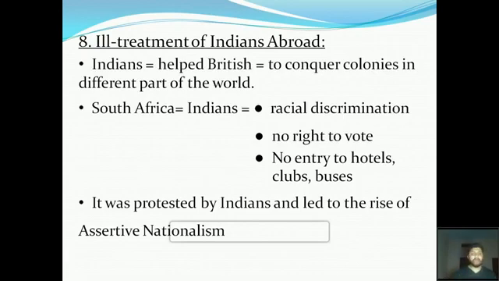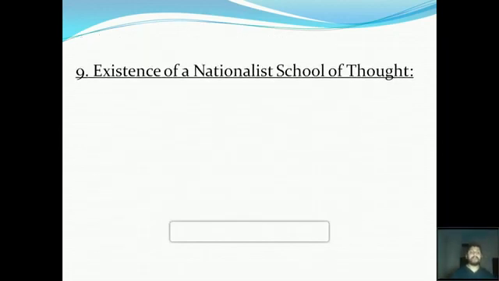This was protested by Indians and led to the rise of assertive nationalism. All these were being suppressed in the minds of the Indians. Once they got a chance, all these things came out naturally. So it led to the emergence or the rise of assertive nationalism. That's about the 8th point. Now we move to the 9th point, that is the existence of a nationalist school of thought.